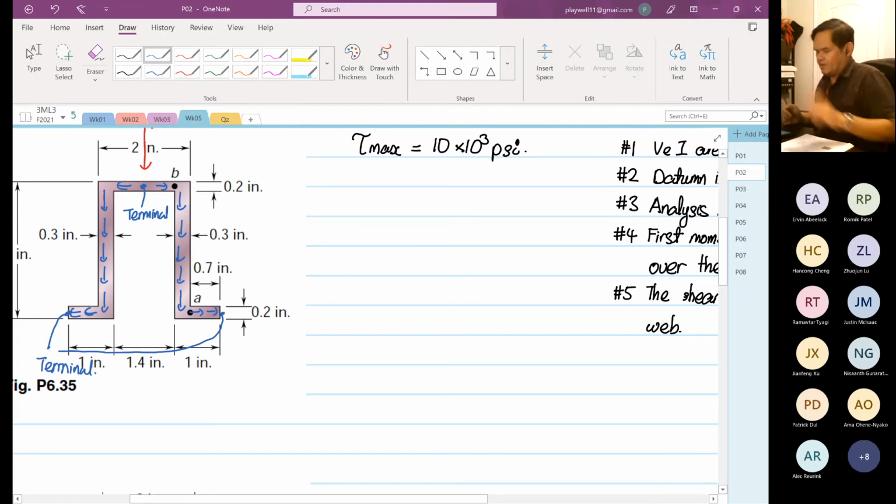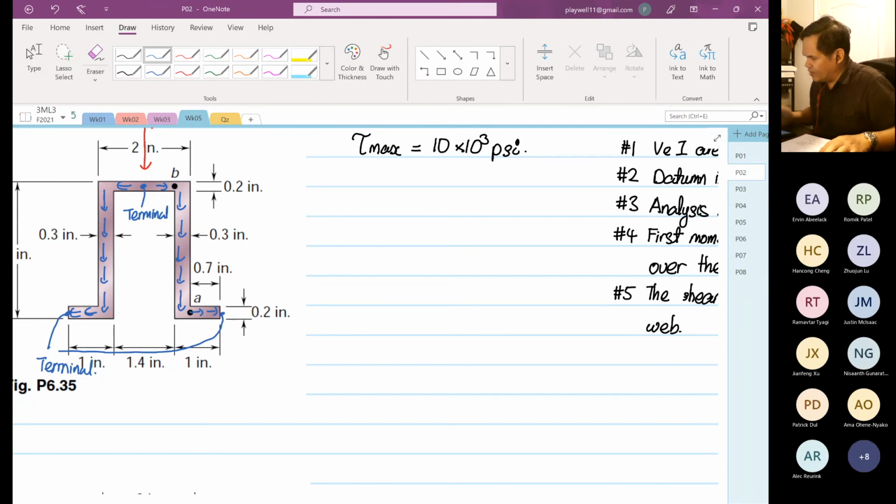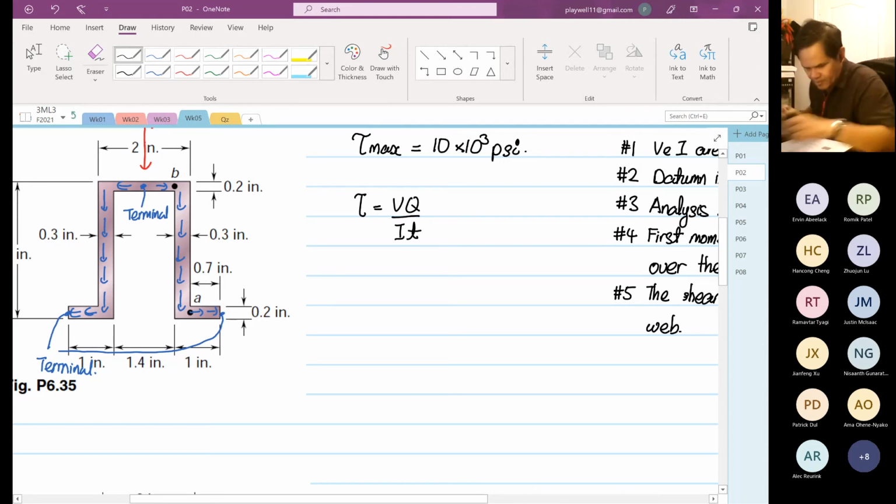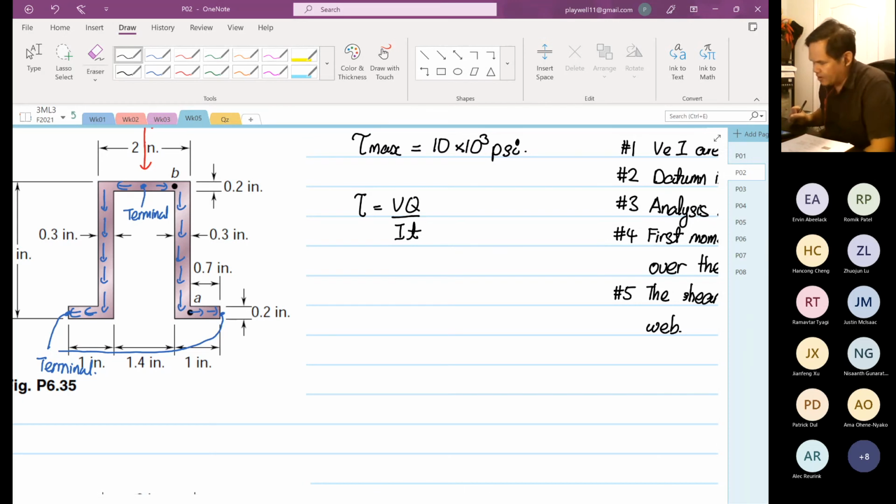Okay, so from here, we know that tau max is equal to 10 times 10 to the power 3. And we know that our formula for tau is equal to VQ over IT. Okay, VQ over IT. So let's start by looking at the shear flow.